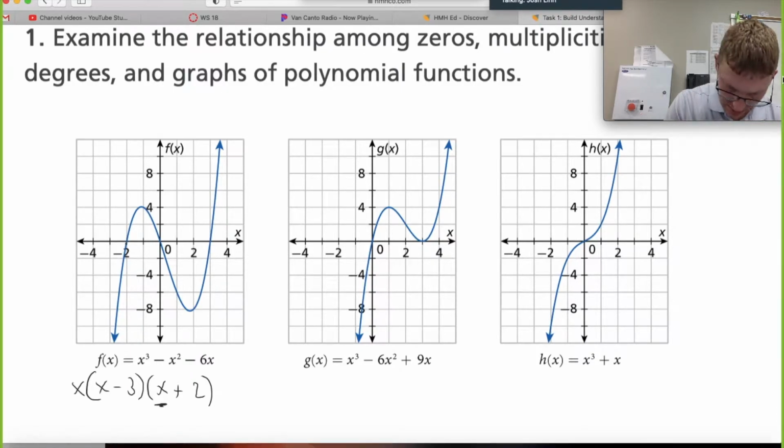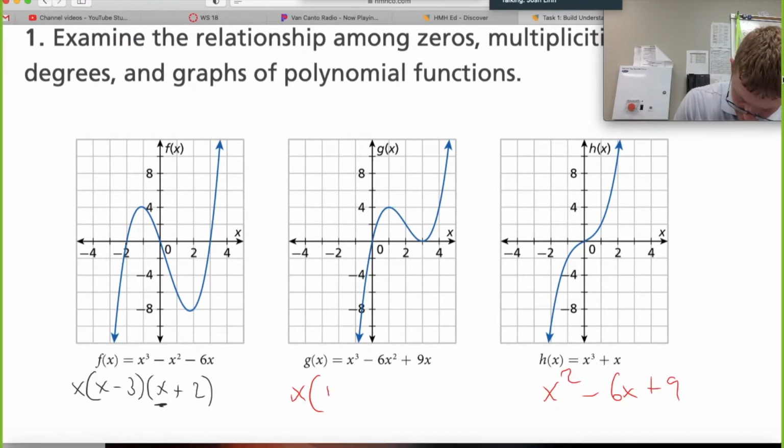Again, we try to factor this one. I'm going to pull that x out. Then we're going to have, again, x squared minus 6x plus 9. So that's going to be an x and x plus 3. No, it's not. It's going to be an x minus 3. So you can check me by looking at the graph, x minus 3.